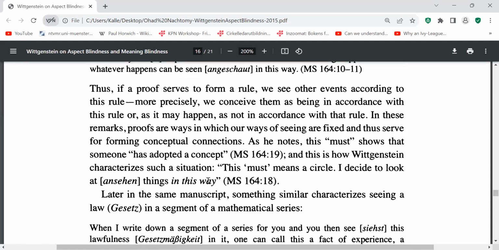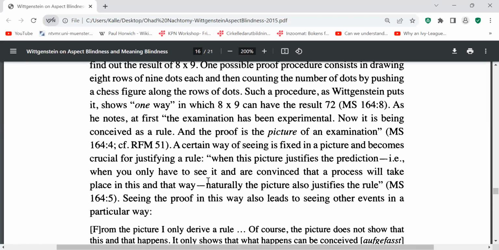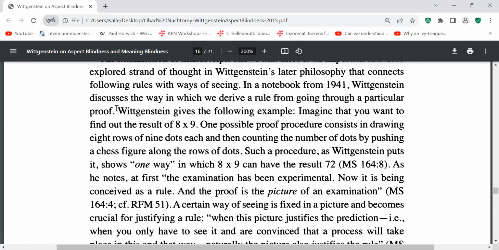It was about the counting of 8 and 9, here on page 71. So, Wittgenstein gives the following example. Imagine that you want to find out the result of 8 times 9. One possible proof consists in drawing 8 rows of 9 dots each, and then continuing the count of dots by pushing a chess figure along the rows of dots. Then you read, so to say, see that the result is 72, and gradually it becomes our law.